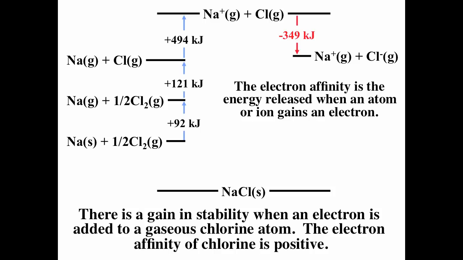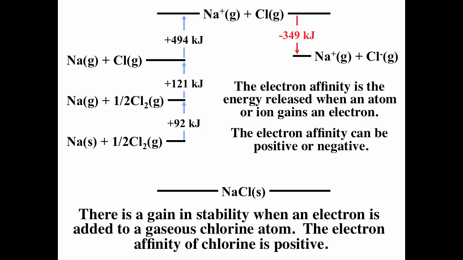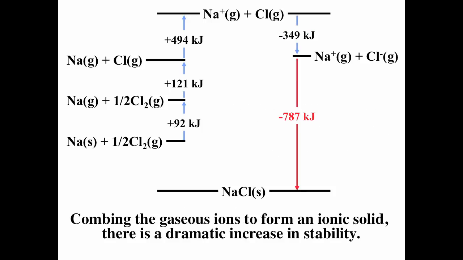Electron affinity is energy released when an atom or ion gains an electron. It can be positive or negative. In this case, the electron affinity of chlorine is a positive 349, but energy is being lost by the system. That's why we call it negative. And now if we take the sodium ions and chloride ions in the gas phase and we form the solid, we're going from something less stable to something more stable.